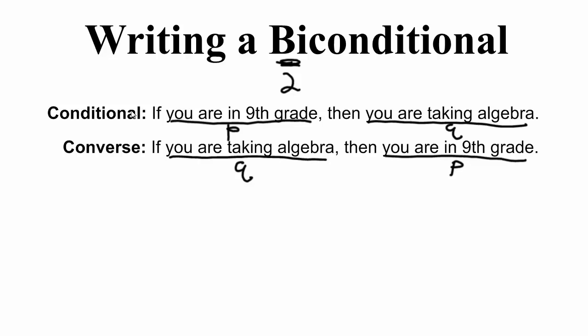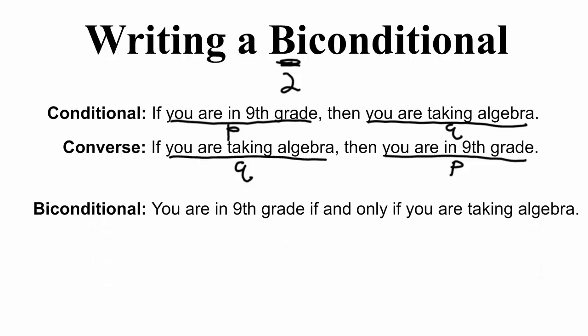So again, if you see the conditional, the converse is basically take P and Q and you switch them. Switch the hypothesis with the conclusion. So if I wanted to write a biconditional statement, I will take these two statements and combine them. So how do I combine them? We add a certain set of words.